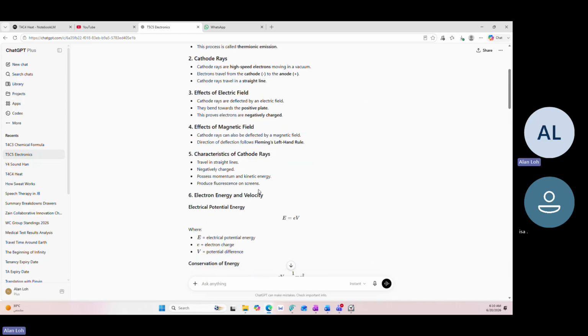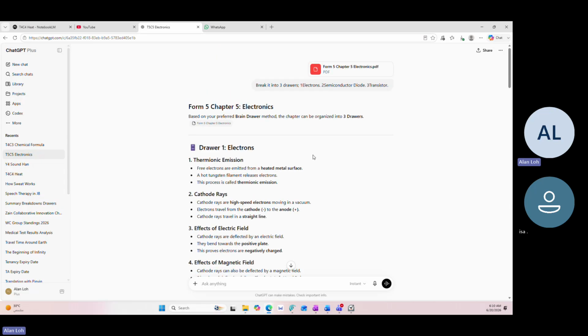Okay. So what I did is, early in the morning just now, I uploaded the textbook. This is the textbook of your chapter 5, electronics. Then I asked it to break it down into 3 drawers. It's exactly what we are going to learn this morning, right? So there are electrons, semiconductor diodes, and transistors. Remember the 3 drawers, right?